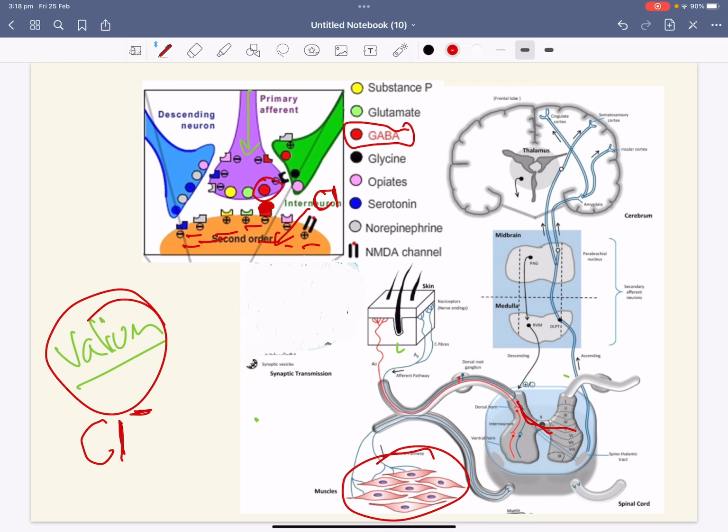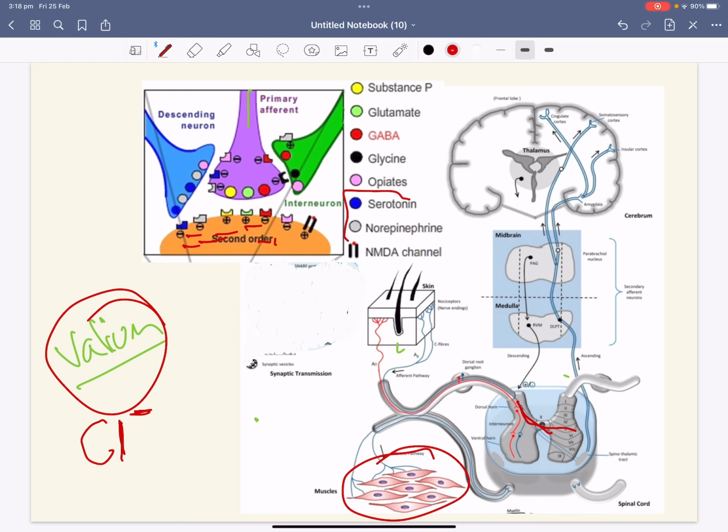The other one that could be used, not so much probably for acute pain, but a bit more in chronic pain, is some antidepressants, and that works on serotonin and noradrenaline. Basically they jump onto these receptors here and also depress the second order neuron to take away the transmission of pain.